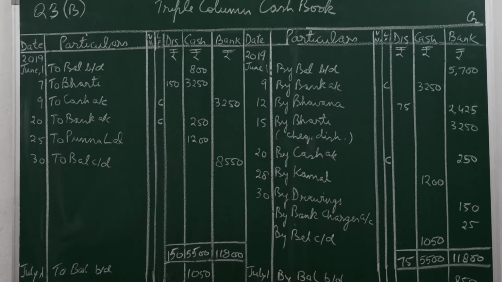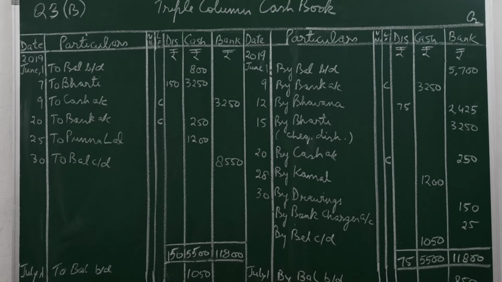On 12th, pay to Bhavna by check 2425, discount received. Whenever payment is made by check, it will be always in the bank column on the credit side. So 12th, by Bhavna, in the bank column 2425 and discount received 75 in the discount column.